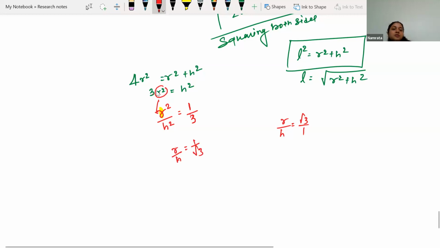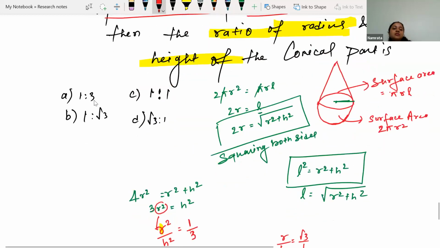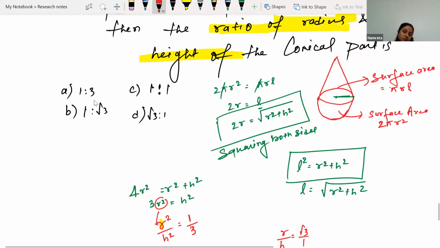Let's see if this option is there or not. So yes, we can see option B is there, and that is the correct option instead of option D. Clear? Is it clear to everyone? Yes, ma'am. Now let me take one question, the other question.